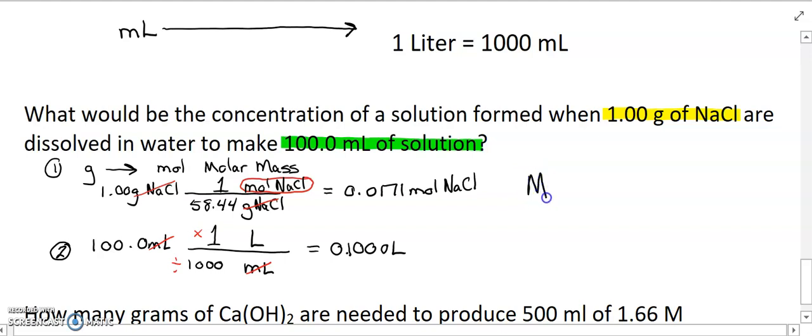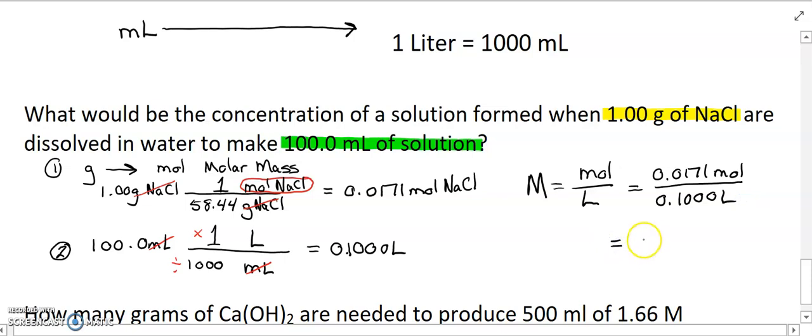Now I can take a look at my molarity. Molarity is moles divided by liters. And while I couldn't do this to begin with grams and milliliters, I now can plug in my moles of 0.0171 moles, and I can plug in my liters of 0.1000 liters. And when I punch those numbers into the calculator, I'm going to end up with 0.171 with a capital M, which is molar, or you'd still be okay if you just left it at moles per liter. So let's take a look at one more example.